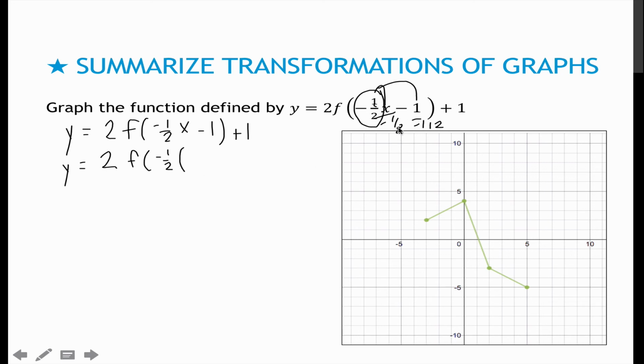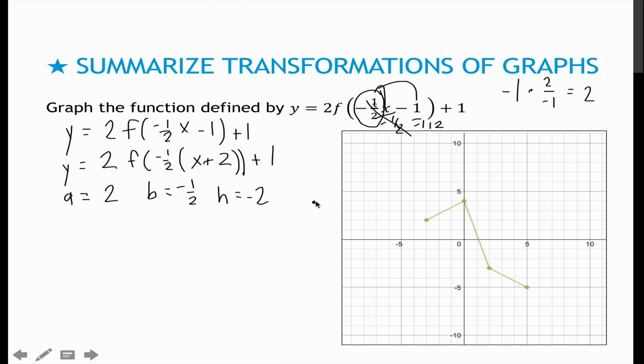Negative 1/2 divided by negative 1/2, those go away, and that just gives me x. Negative 1 divided by negative 1/2. Remember, when I divide by a negative, I'm multiplying by the reciprocal. So this is essentially what's happening here. So negative 1 times 2 is negative 2, divided by negative 1 is positive 2. So this is actually a plus 2, which changes quite a bit. So now my a value is 2, my b value is negative 1/2, my h value is now negative 2, and my k value is positive 1.